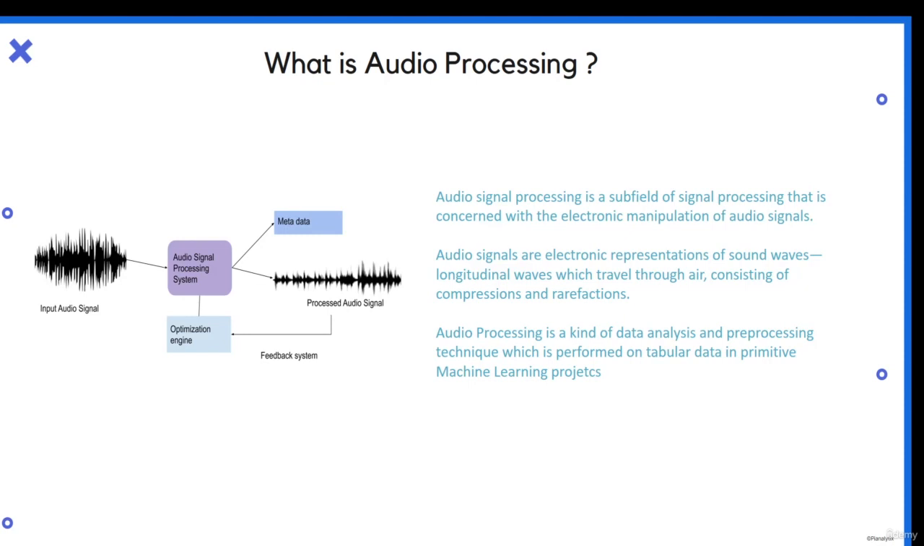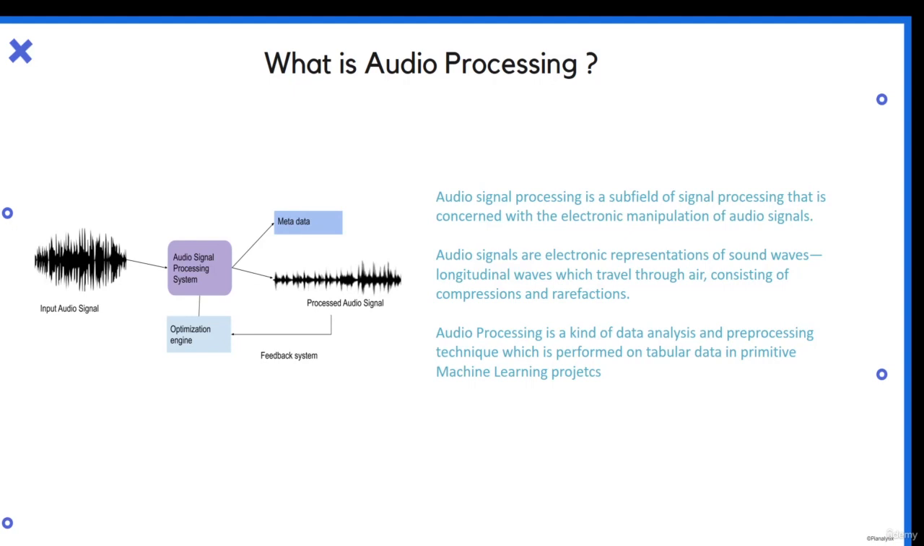As a definition, audio signal processing is a subfield of signal processing that is concerned with the electronic manipulation of audio signals. As I told you earlier, audio waves are nothing but signals, so this comes under signal processing. Signal processing is a field which deals with the alteration or processing of signals. It can be used in many industries. We have one video on a wavelet transformation project that also deals with signal processing, where we used wavelet transformation. Similarly, here we'll be using Fourier transformation. These are all techniques of signal processing.